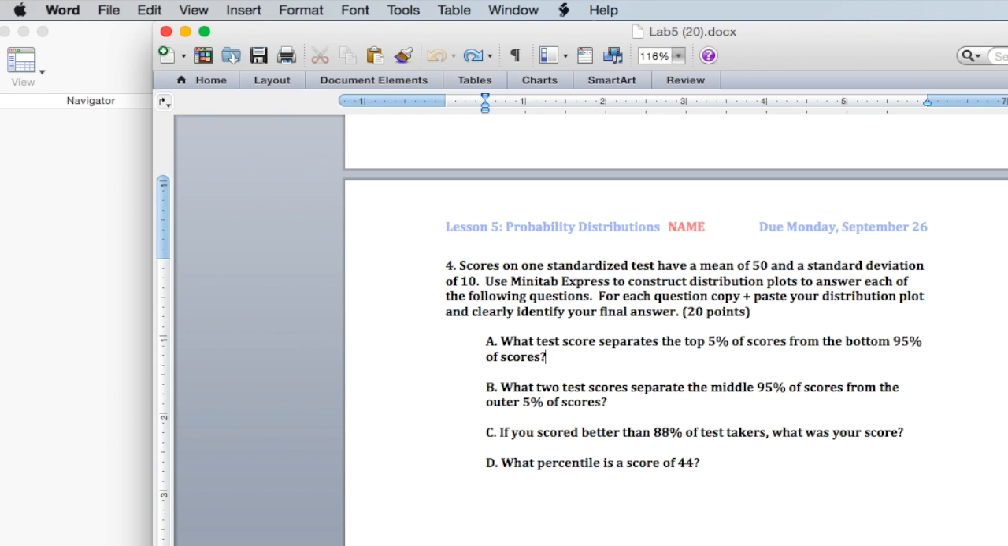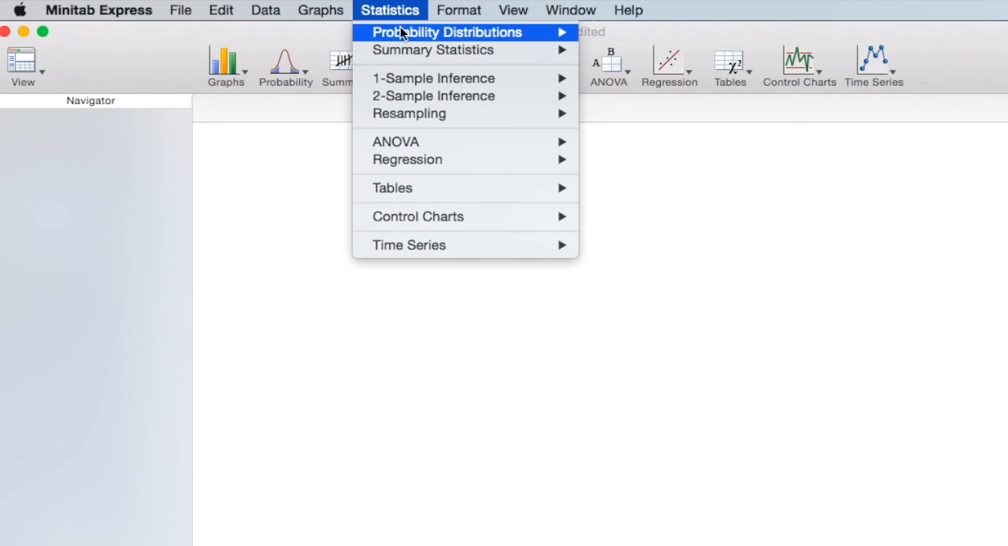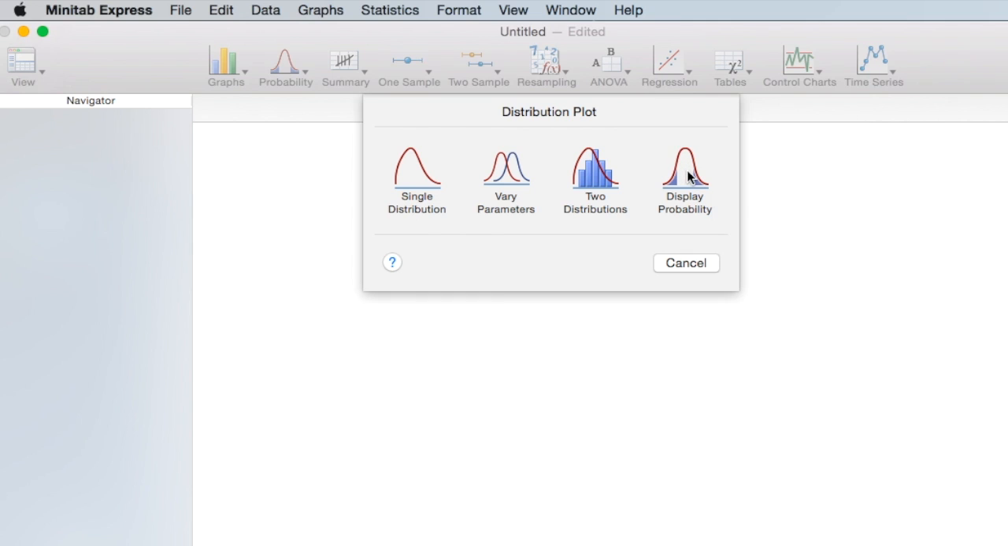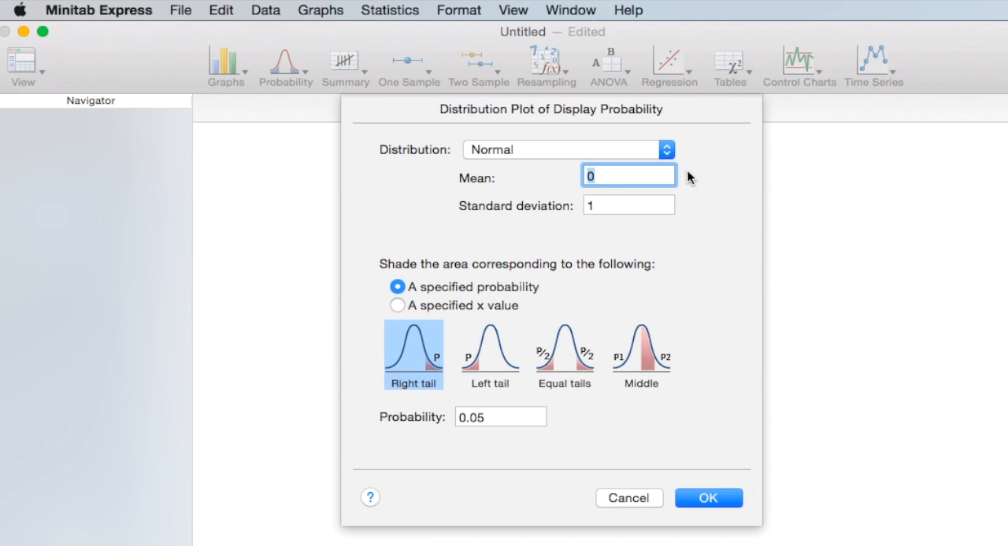So in this case, we have a standardized test, so it's a normal distribution, with a mean of 50 and a standard deviation of 10. In part A, we want to know what test score separates the top 5% of scores from the bottom 95% of scores. So I'm going to go to Minitab Express and construct a probability distribution plot to display a probability.